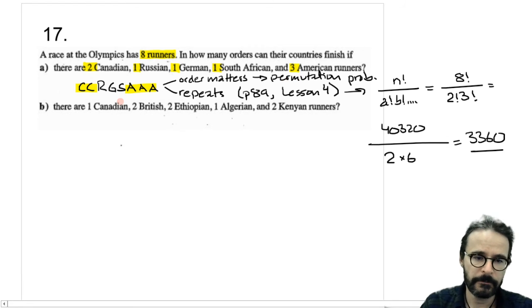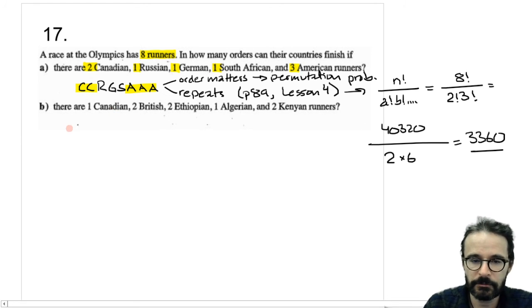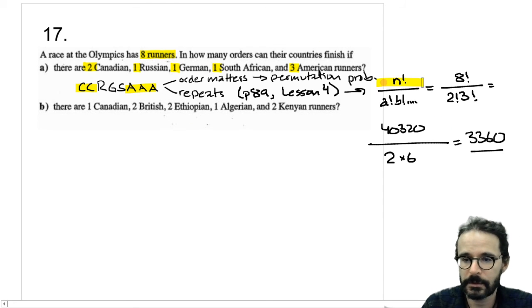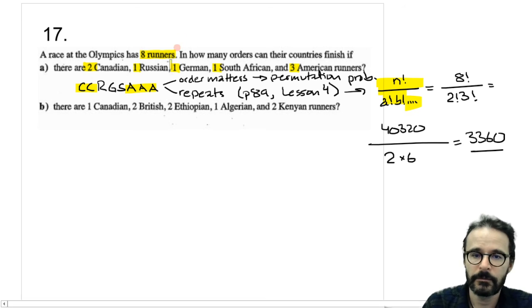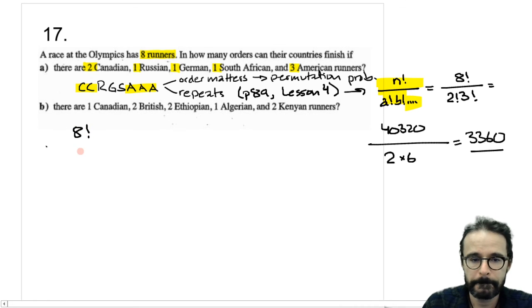Okay, that's A. B is essentially the same, just different numbers. Let's do this one as well. I'm not going to write down the letters. I'm just going to pop the numbers right into that formula that we have over here. We still have 8 runners, so it's going to be 8 factorial in the numerator.